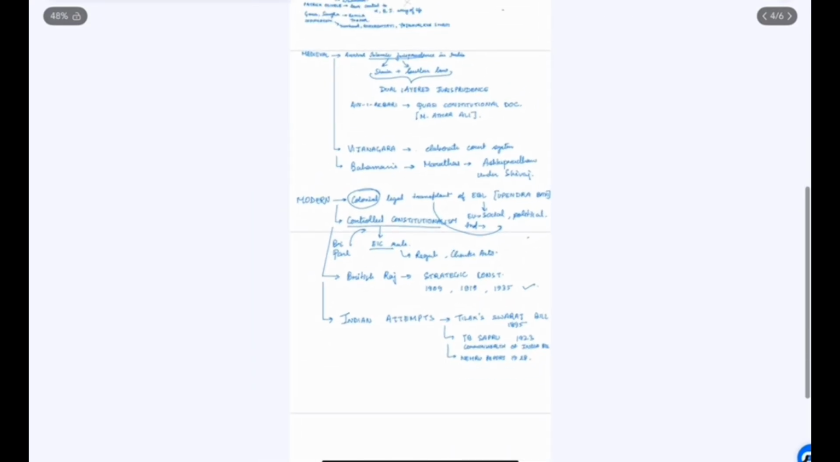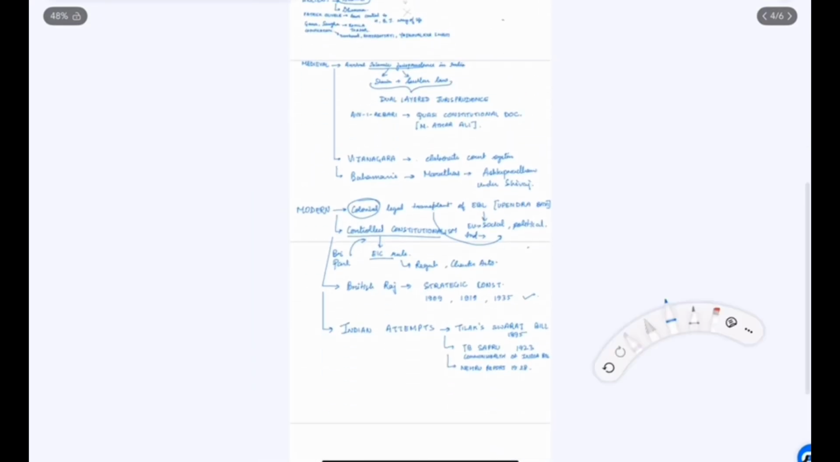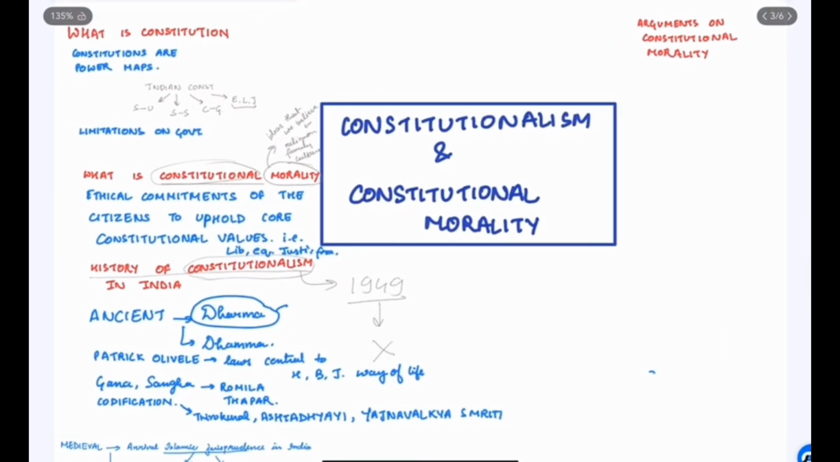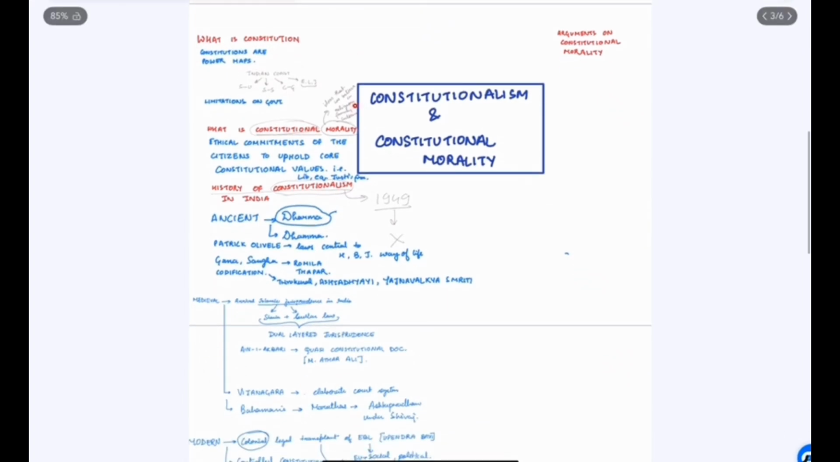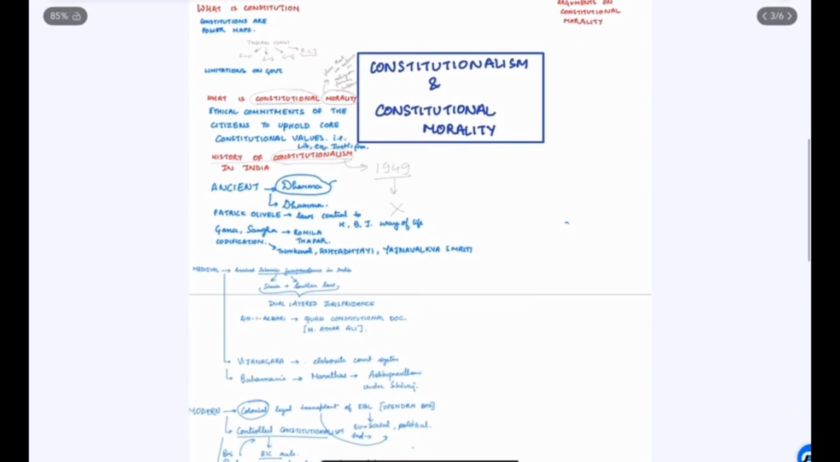So this is the entire history of constitutionalism in India. We can minimize it a bit. So we have seen till now what is a constitution, what is constitutional morality, and what is the history of constitutionalism in India.